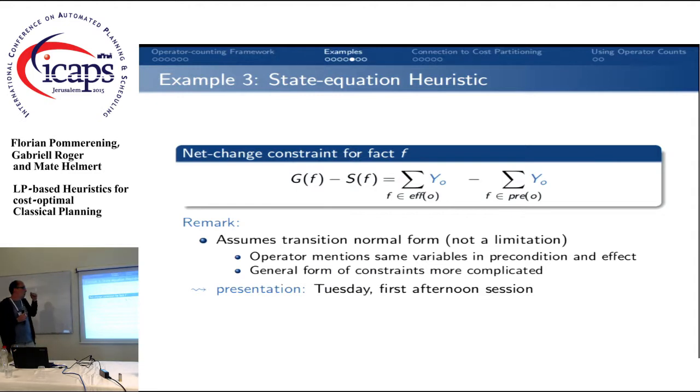And maybe I should mention this too here. If you think about the general form of these constraints and the transformation into normal form of a general task, you will end up with the same constraint. So the heuristic that is computed is actually the same.